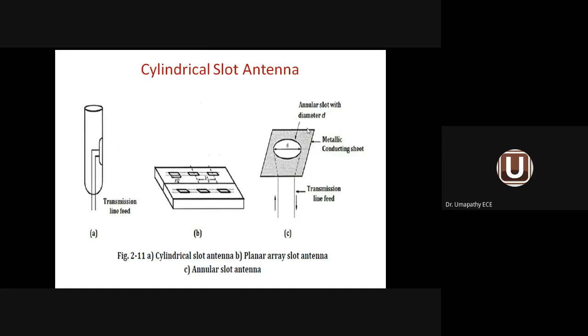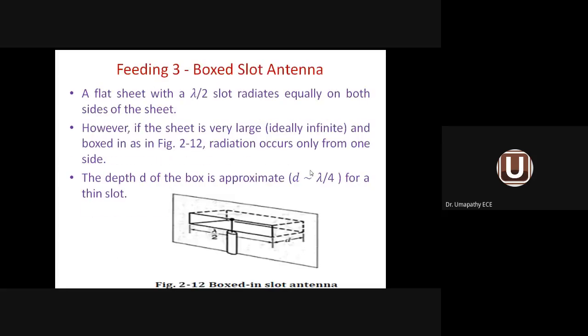In figure C, we have an annular slot antenna. We have the slot or the opening or the aperture in the form of a circle with a diameter D. In such a case, it is called annular slot antenna. So method 2 feeding is also over. Method 3 feeding: first of all, I take a metallic conducting sheet. I'm feeding on one side, and I will get the radiation on both sides of the metallic conducting sheet.